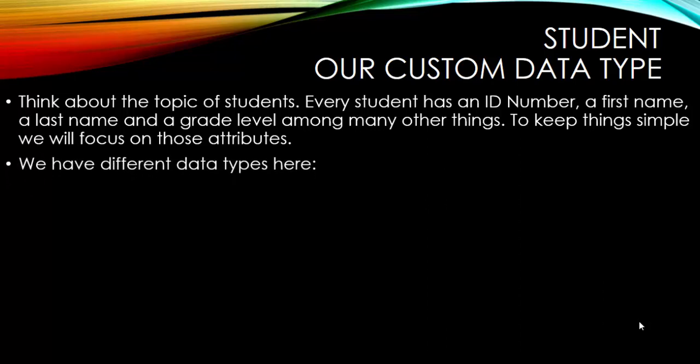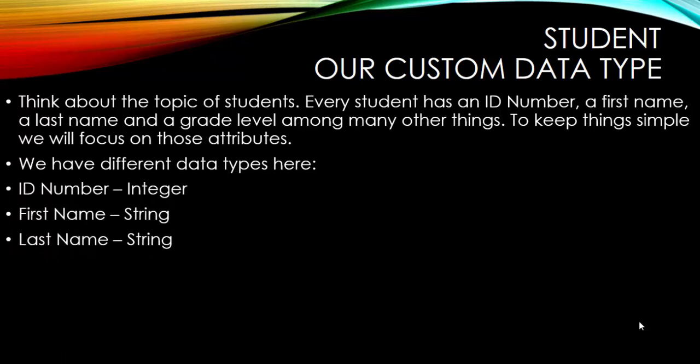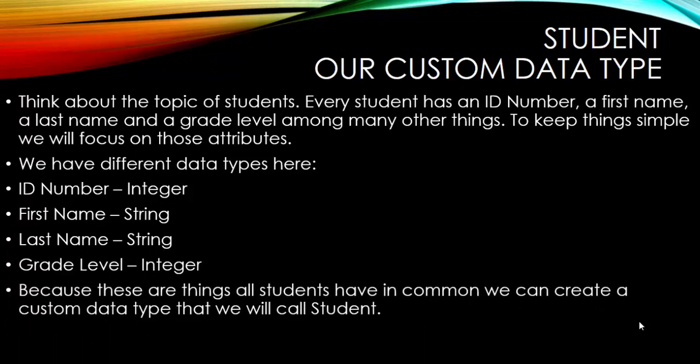Now, we have different data types here. We have an ID number, which is integer. We have a first name, which is string. We have last name, which is string, and we have a grade level, which is integer. Because these are things all students have in common, we can create a custom data type that we're going to call student. So we're actually going to use a variable. We're going to define it as student that relates to these variables, these attributes.